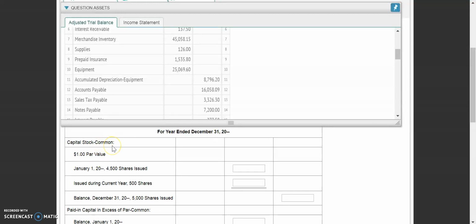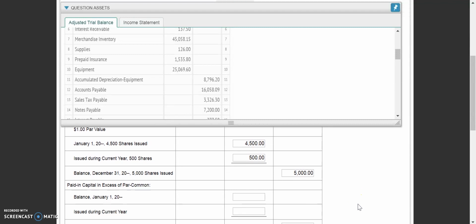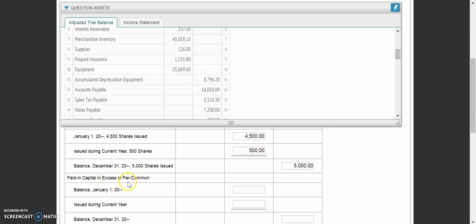So we have capital stock common here, the dollar par value. On January 1st of 20XX, or whatever the date happened to be, we had 4,500 shares issued. Since we have 4,500 shares at $1 per share, that would be 4,500. Then we also issued 500 additional shares during the current year at $1. So we put in 500 here, which means that our balance on December 31st with 5,000 shares issued should be $5,000.